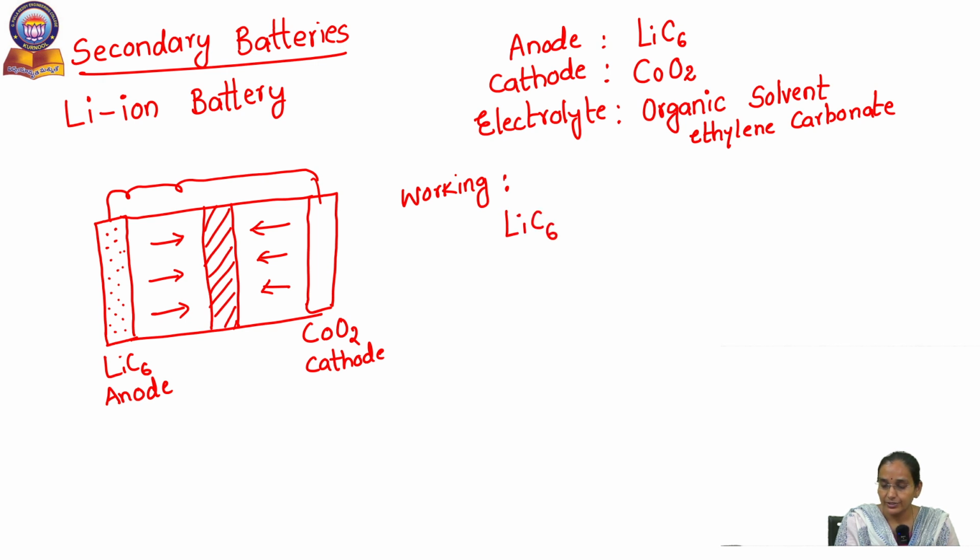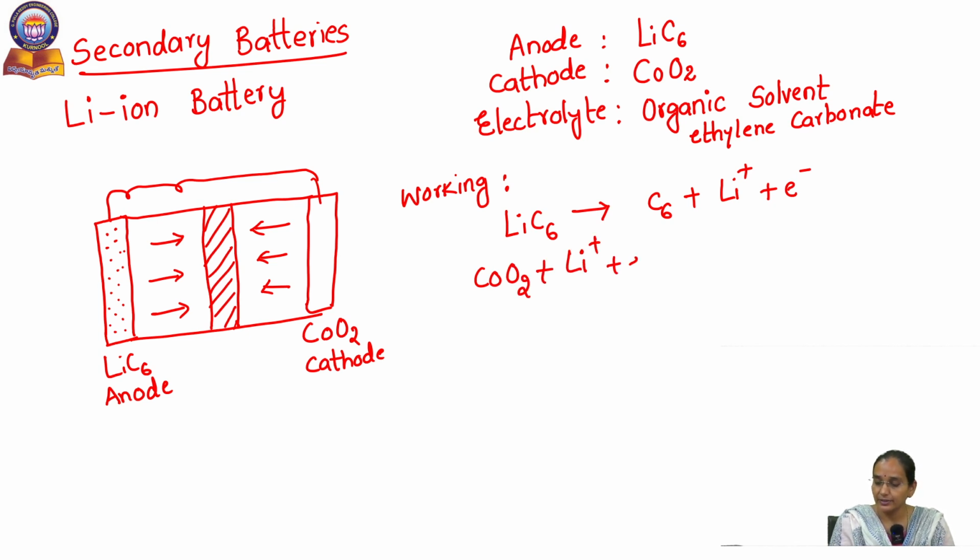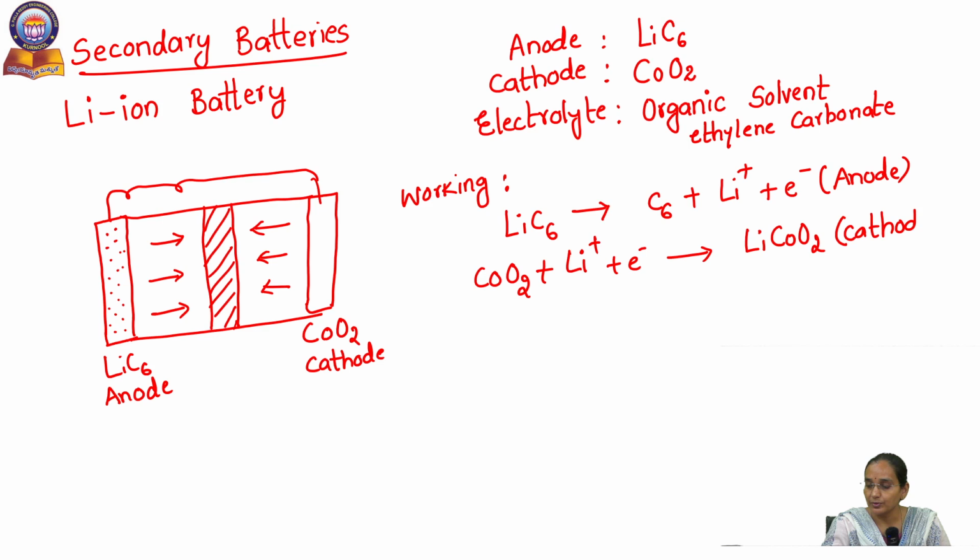The lithiated graphite rod undergoes oxidation and gives lithium ions. And at the cathode, cobalt oxide takes those lithium ions and gives lithiated cobalt oxide. This reaction occurs at the anode and this reaction occurs at the cathode.